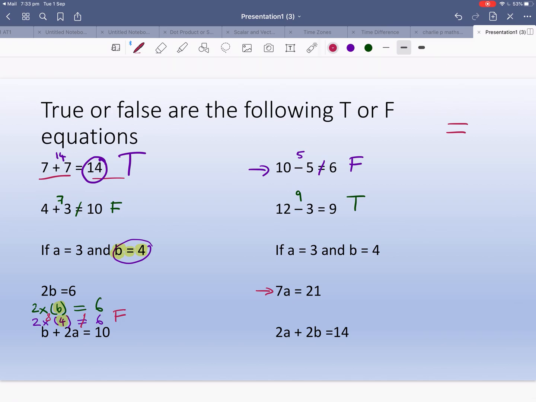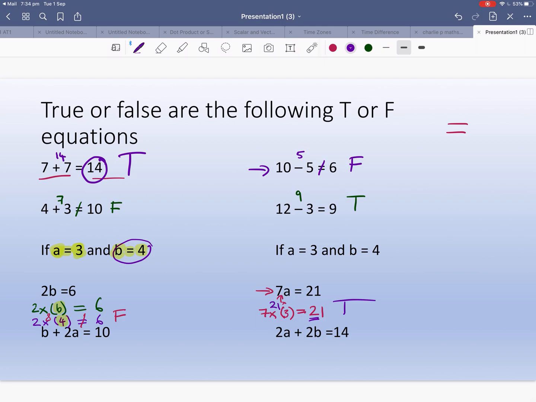7a. Oh, I remember. Mathematicians are too lazy. There's a times in between them. So I'm going to go 7 times a. Is there a value for a somewhere? a equals 3. So instead of a, I can write 3. So I will do that. 7 times 3 equals 21. Is that true or false? Well, from my times tables, I know that 7 times 3 equals 21, which equals 21. So that's true. All right, so see how you go with those ones.